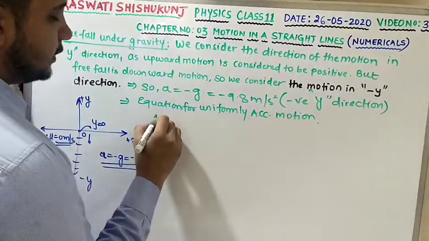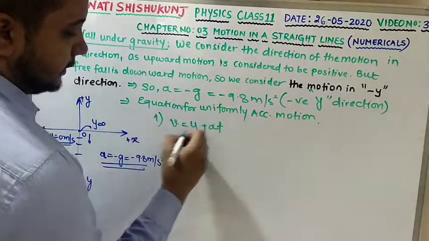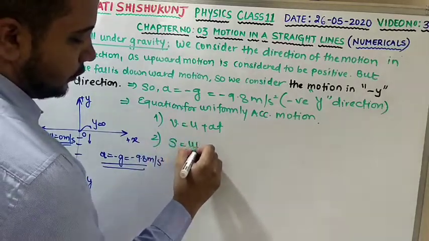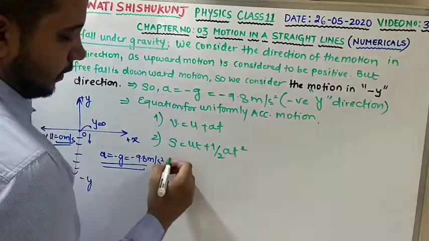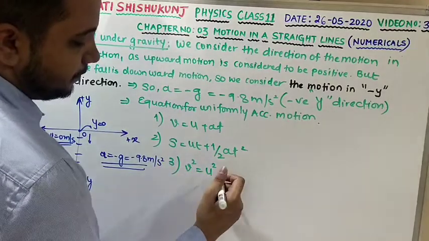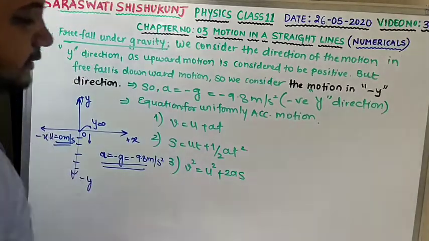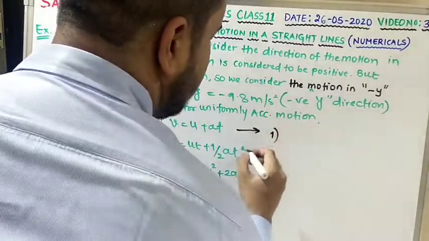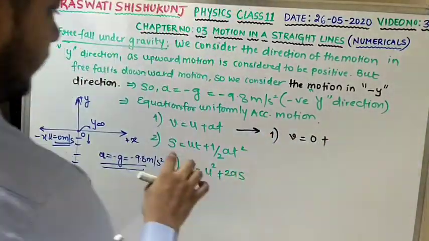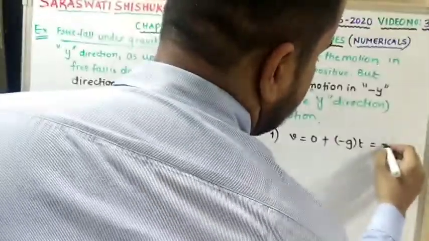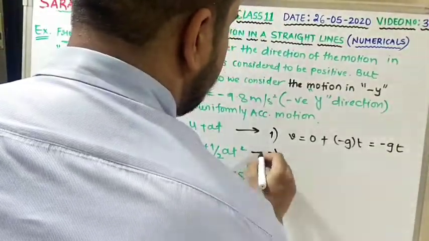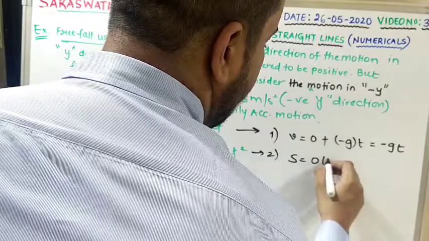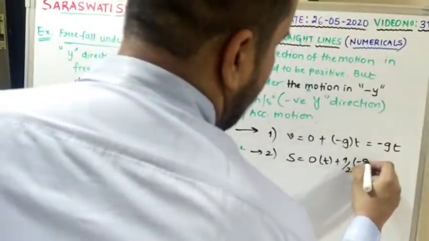The very first equation with us, that is v is equal to u plus at. Second, s is equal to ut plus half at square. And third, we are having v square is equal to u square plus 2as. Till this clear? We can change these equations into our situation. The first equation will be v is equal to u is 0, initial velocity is 0, free fall, a is minus g into t, so my equation is v is equal to minus gt. Second equation, s is equal to u, it's 0 into t plus half minus g t square, so my answer is s is equal to minus half gt square.